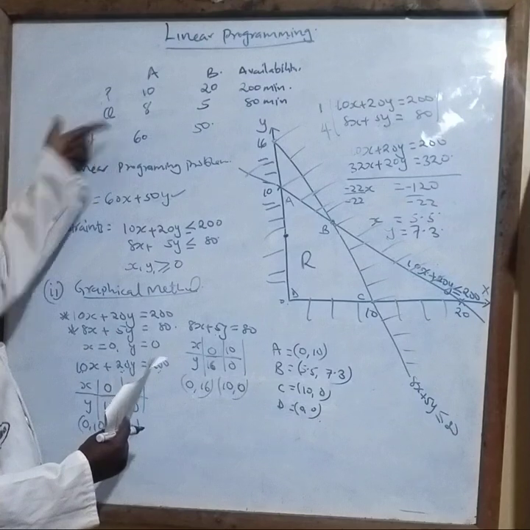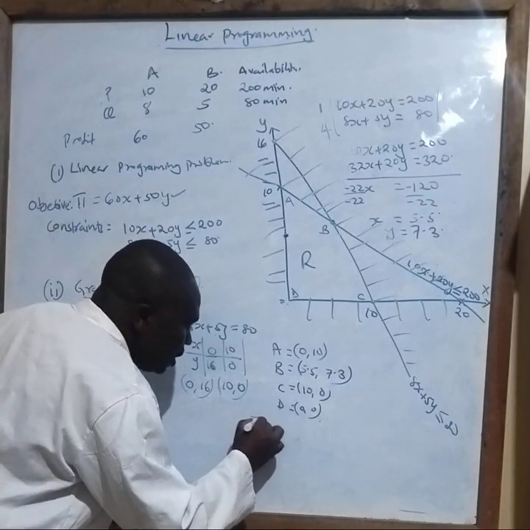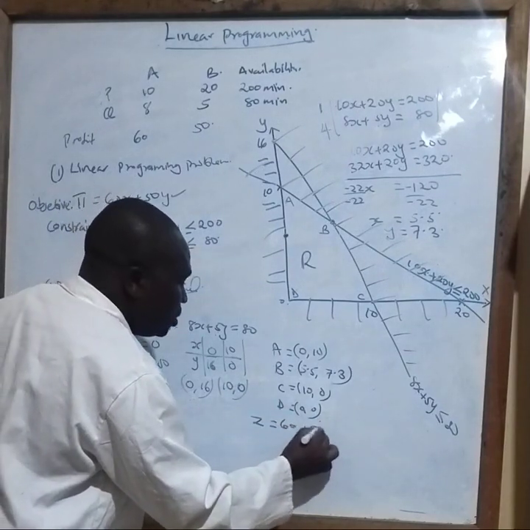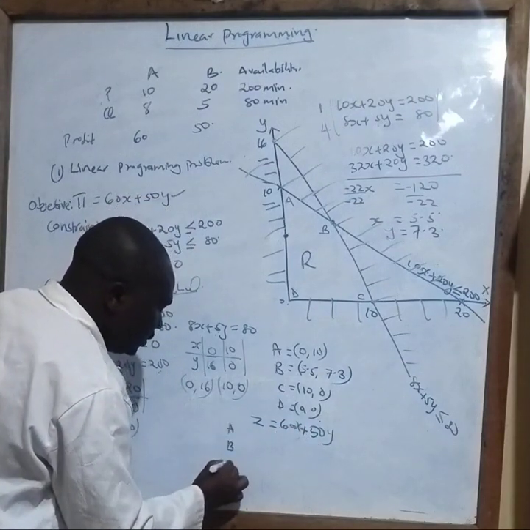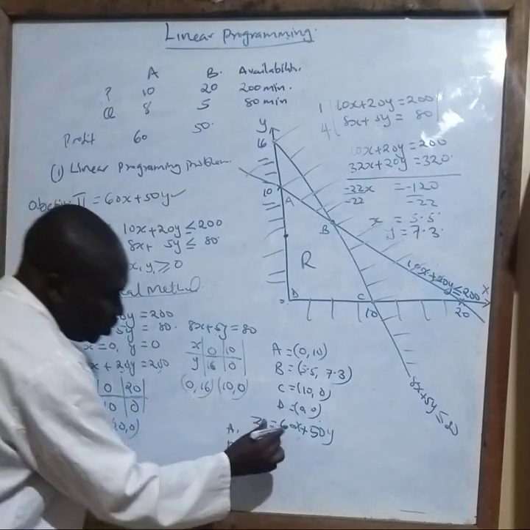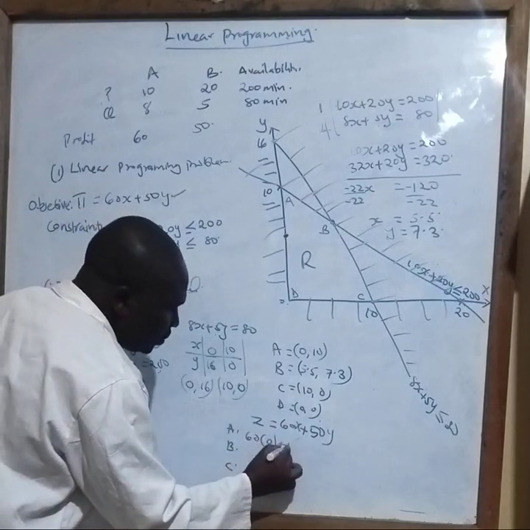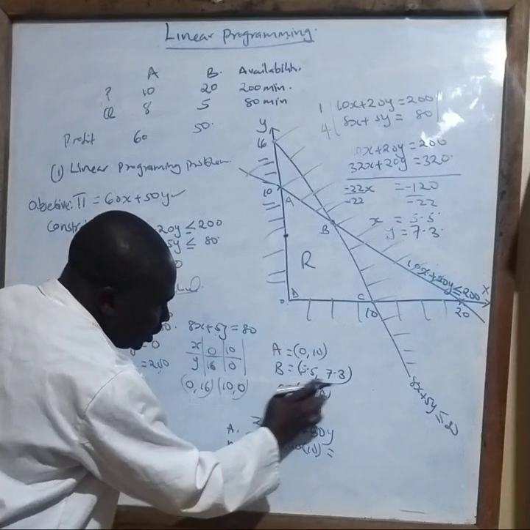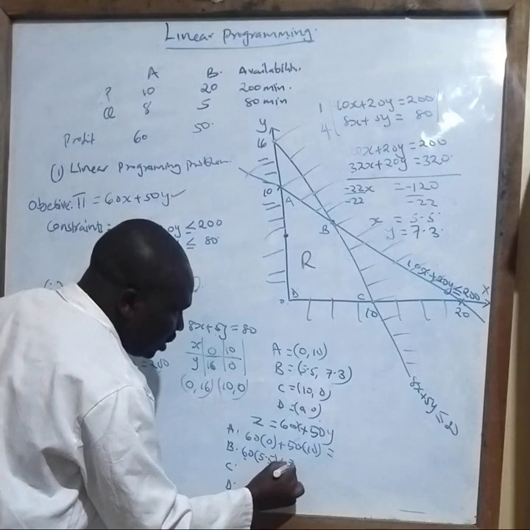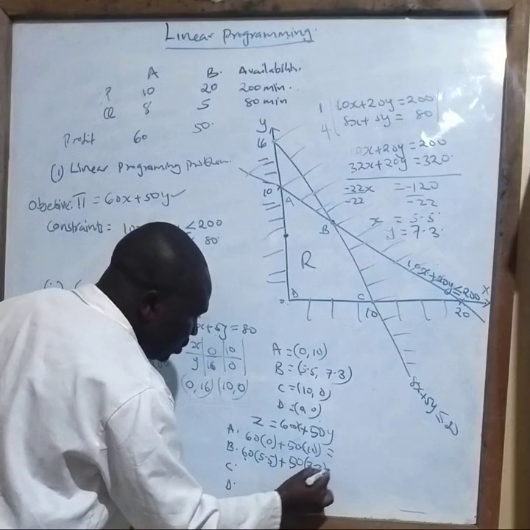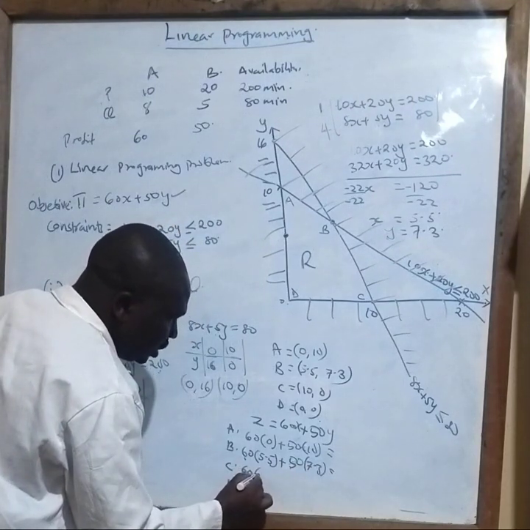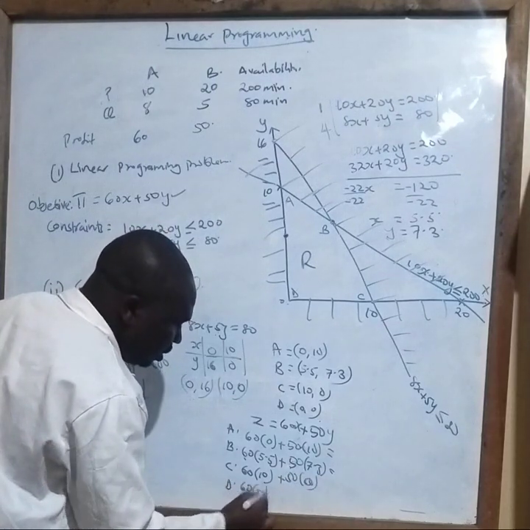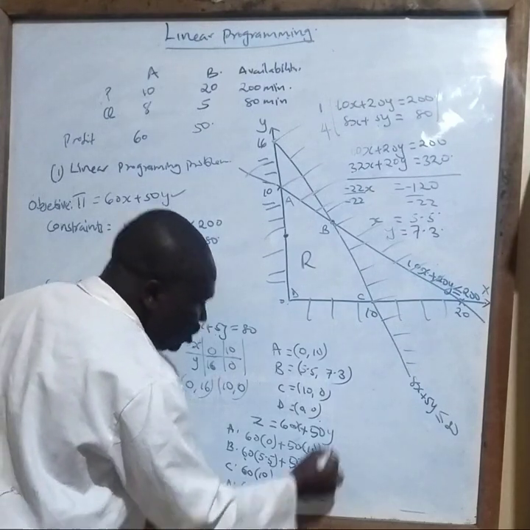Then once you are through, you work out the way we have done in the first example. From the equation for Z, or any letter you have put there, the equation was 60x plus 50y. Then say A, B, C, and D. For A, you substitute into 60x plus 50y: 60 times 0 plus 50 times 10. You get the answer. B is 60 times 5.5 plus 50 times 7.3. You get the answer. C is 60 times 10 plus 50 times 0. Then D is 60 times 0 plus 50 times 0. Then you get your answer.